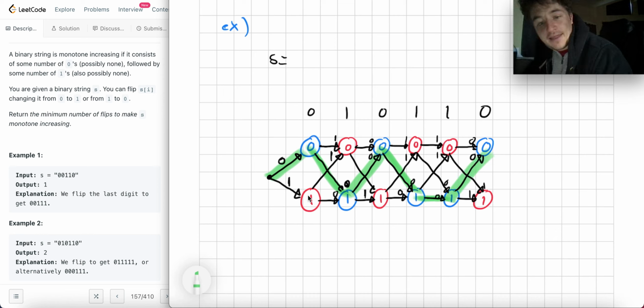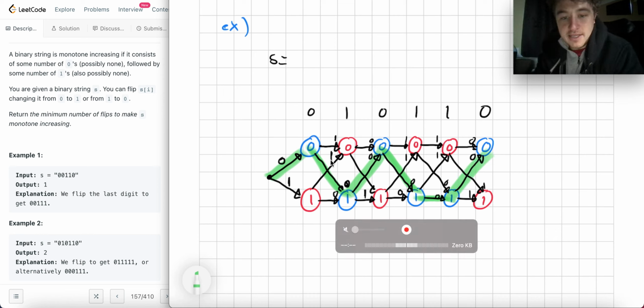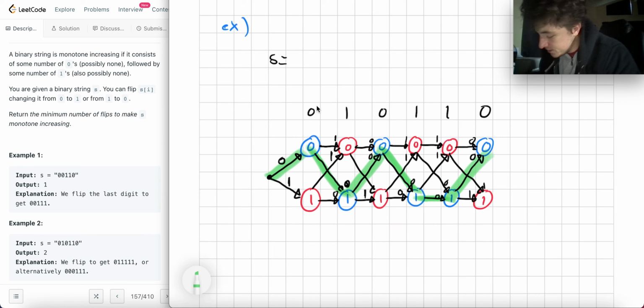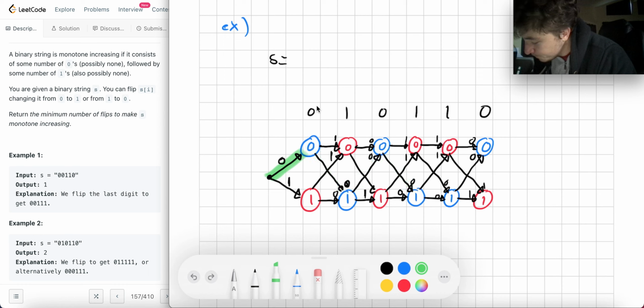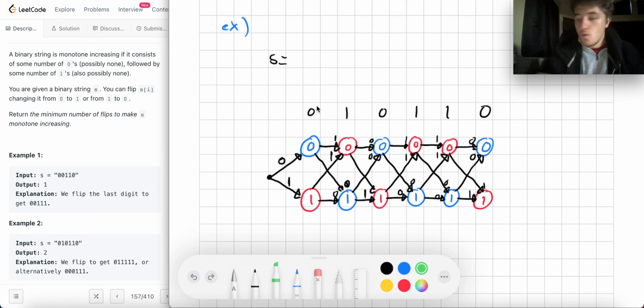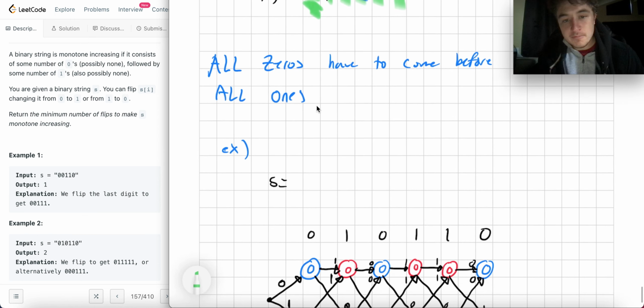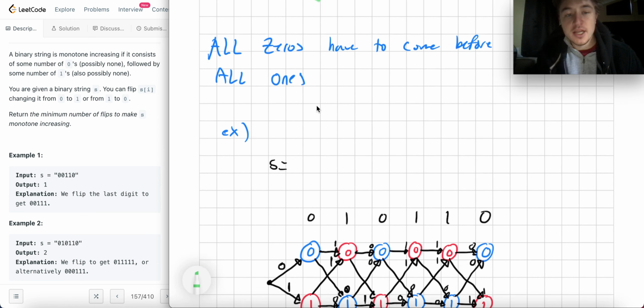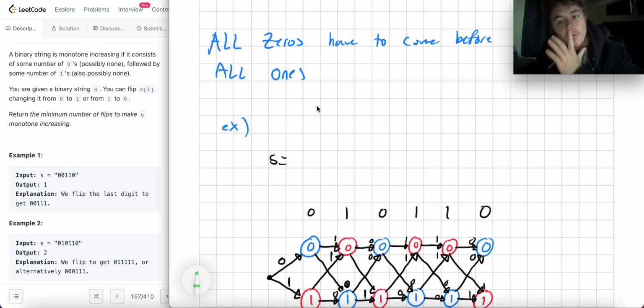There's a 0 path. Well, because that's just the initial string, right? The initial string is 0, 1, 0, 1, 1, 0. So why doesn't this work completely? Well, the issue is, one thing you need to think about in this problem, which is our initial observation, all zeros have to come before all ones.